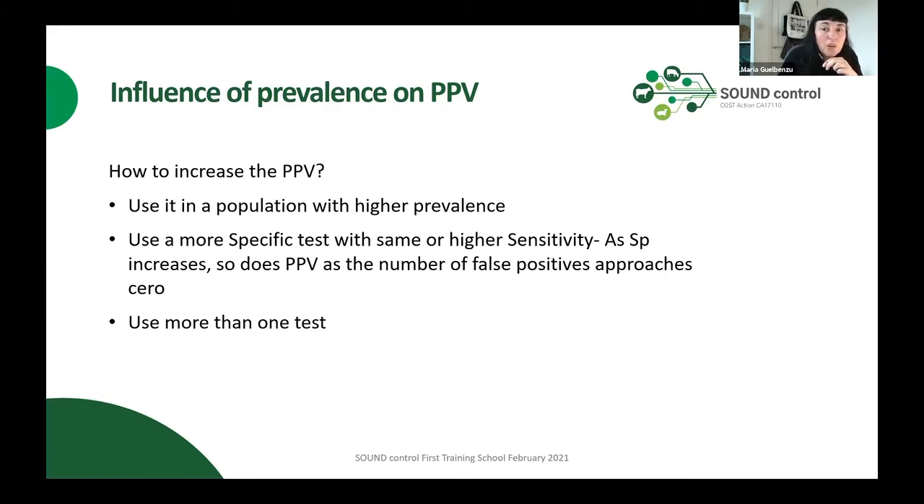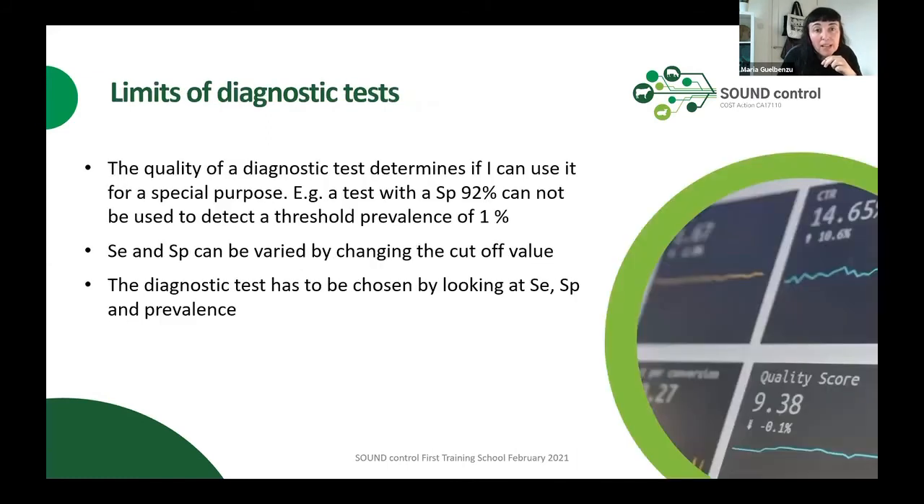But before that, just to summarize the limits of diagnostic tests. First of all, the quality of the diagnostic test really determines whether you can use it for a specific purpose or not, and this is why it's important to know all these data. So if you have a test with a specificity of 92%, you cannot use it to detect a threshold prevalence of 1%.